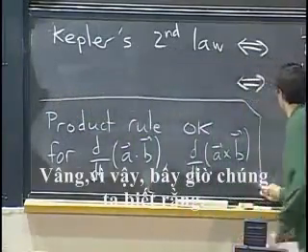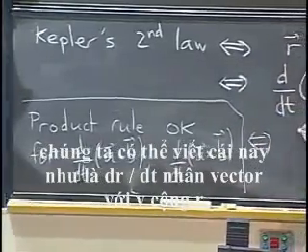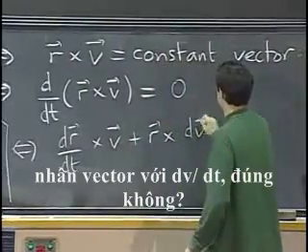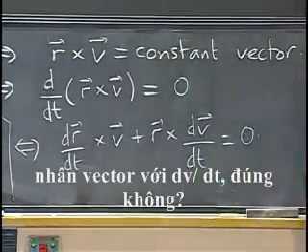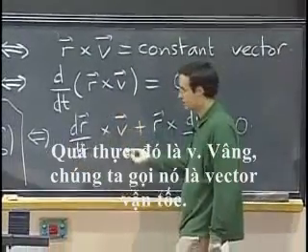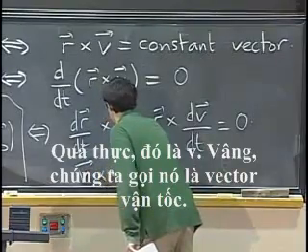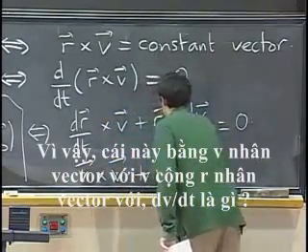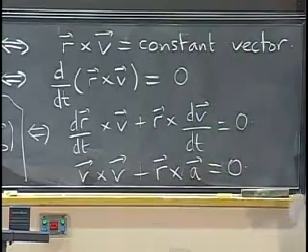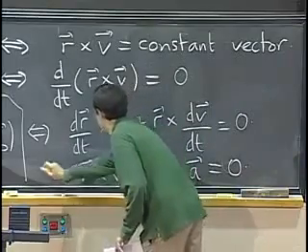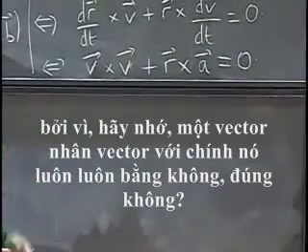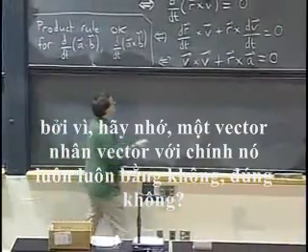Now that we know that, we can write this as dr/dt cross v plus r cross dv/dt. Let's reformulate things slightly. dr/dt already has a name, in fact. That's v, what we call the velocity vector. So this is v cross v plus r cross, what is dv/dt? That's the acceleration, a, equals 0. So what's the next step? Well, we know what v cross v is, because remember, a vector crossed with itself is always 0.